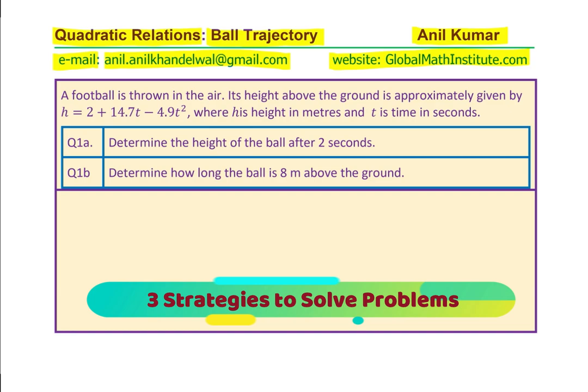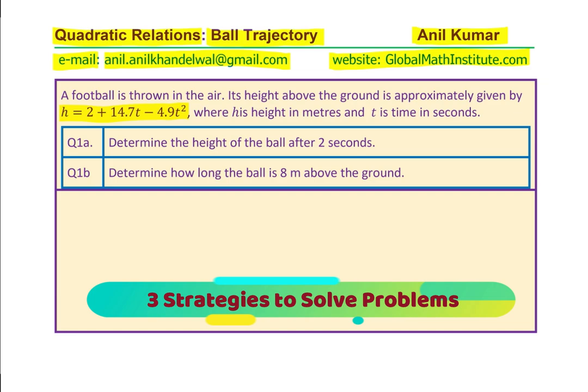So here is the first question, which is: a football is thrown in the air. Its height above the ground is approximately given by h equals 2 plus 14.7 t minus 4.9 t squared, where h is height in meters and t is time in seconds. So that will be a general statement. The only thing which will change in the 4 questions will be the equation, which represents the parabolic path of the trajectory.